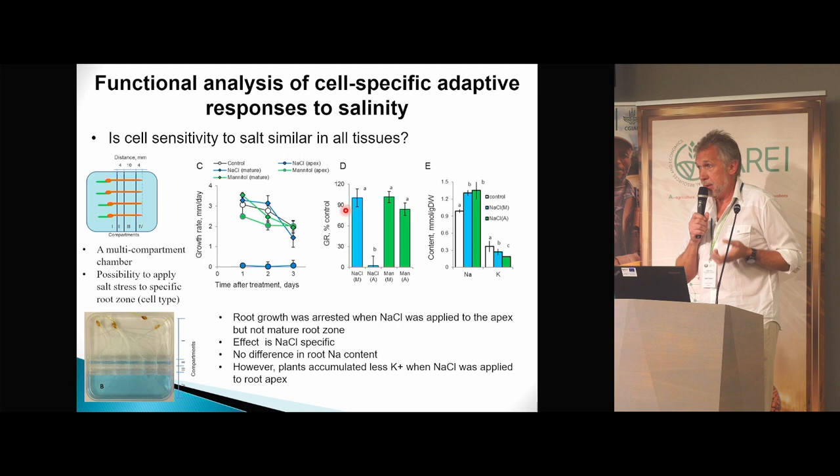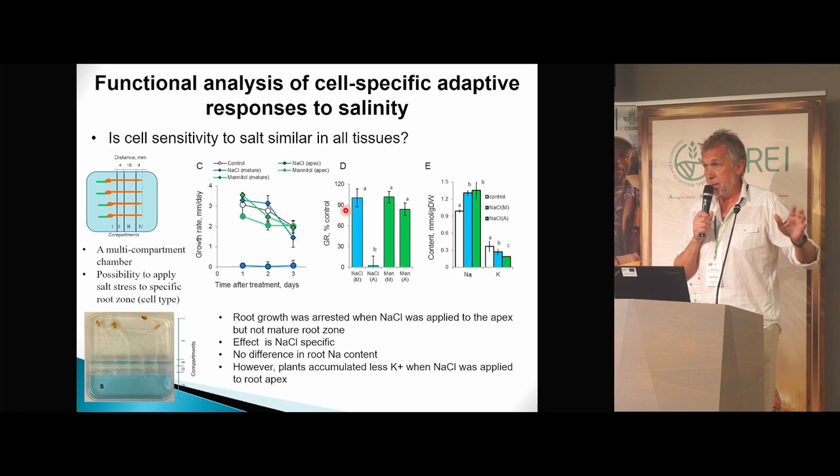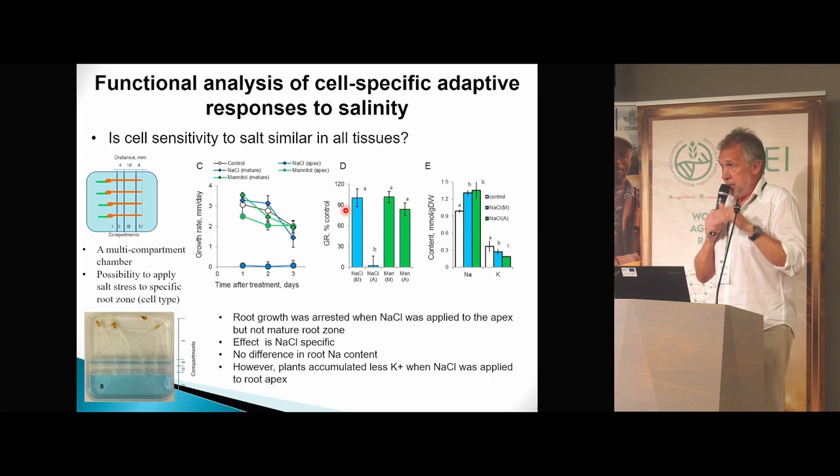When we apply salt to the mature zone, nothing happens to root growth. It keeps growing without any problems for the next few days. However, when we apply salt to the root apex, you have immediate arrest of growth, just 98% inhibition. So you can see this has nothing to do with lignification of the root, by the way. So you see there was a difference in sensitivity.